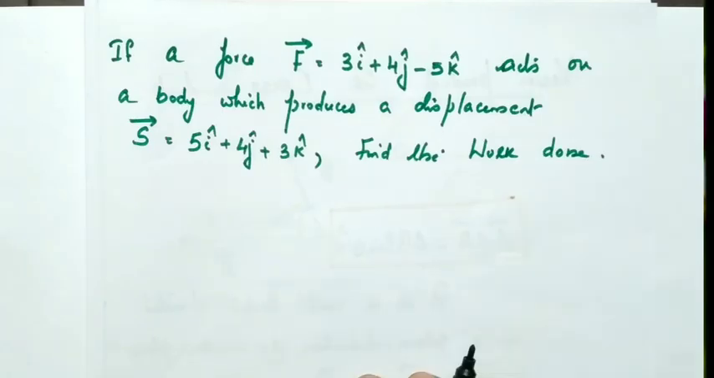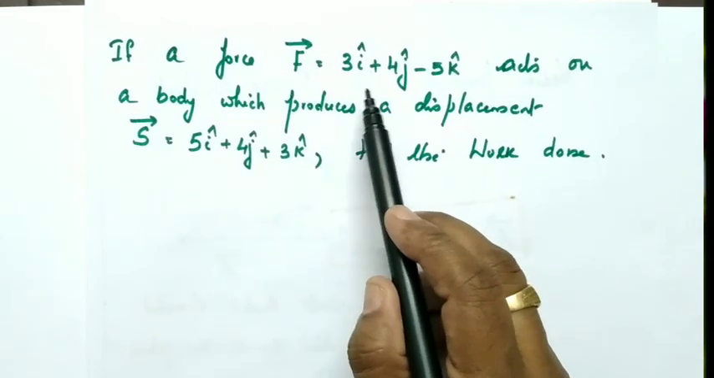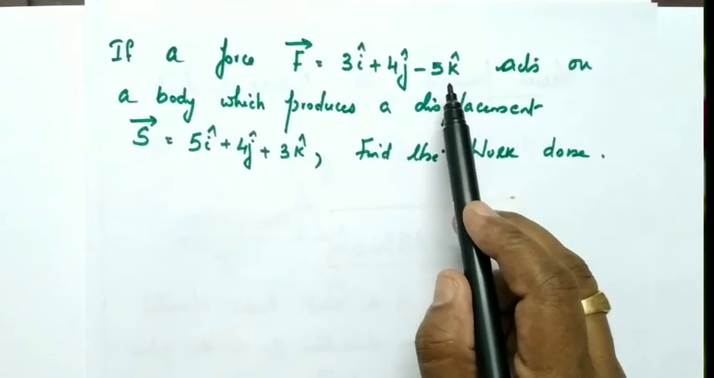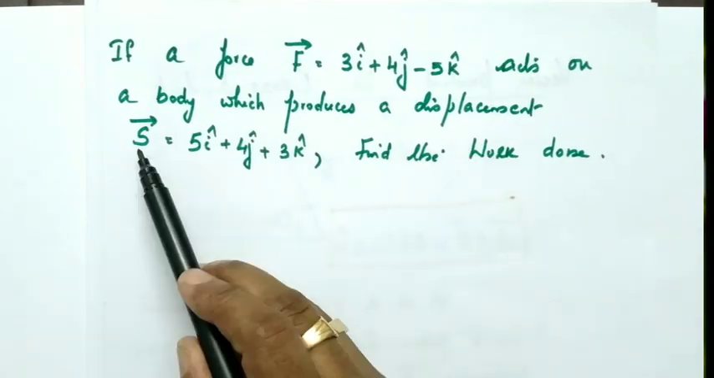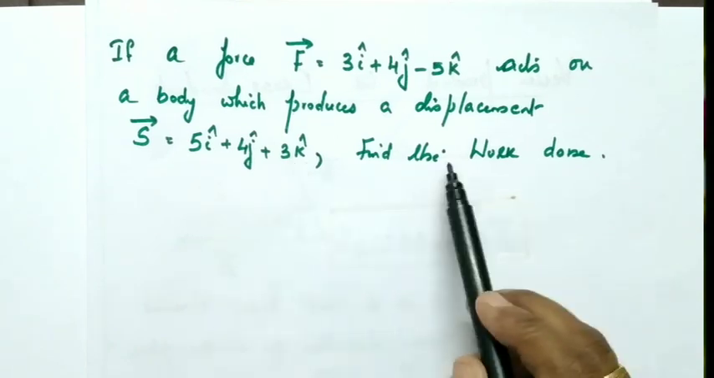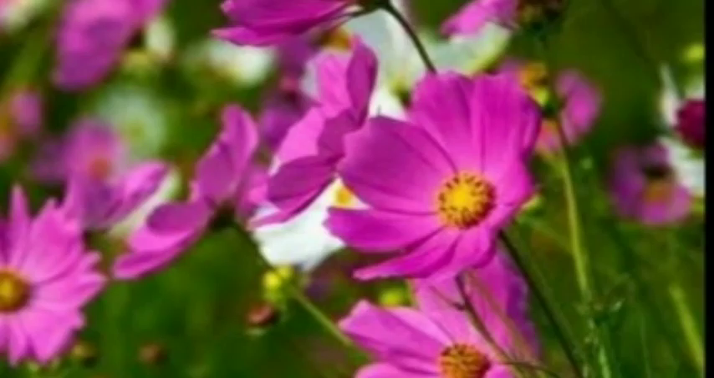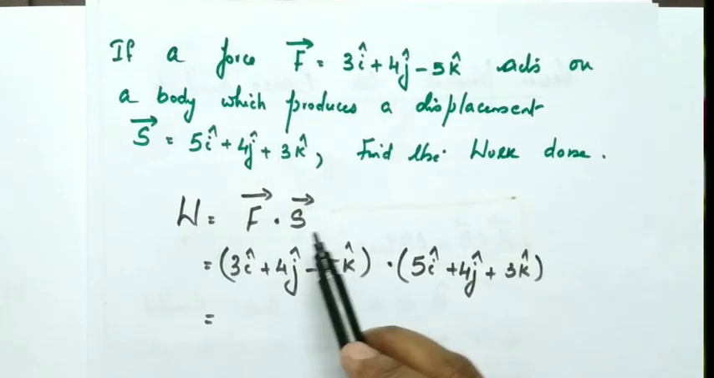Now we can do one question relating to the dot product. If a force vector F equal to 3i plus 4j minus 5k acts on a body which produces a displacement vector S equal to 5i plus 4j plus 3k, find the work done. We have work done equal to F dot S, force dot displacement.